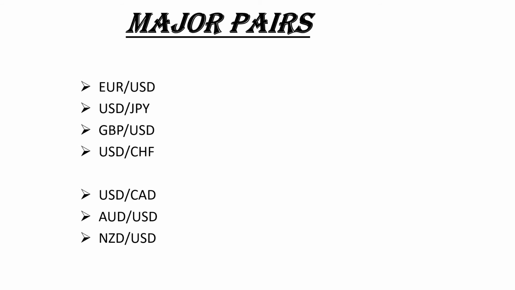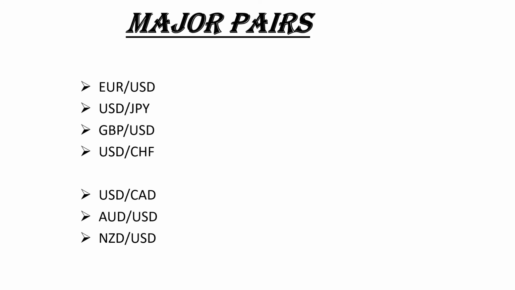Now, looking at the first category, which is the first four pairs, they are the most traded pairs among the 7. And then the last three, which are USD CAD, AUD USD, NZD USD. These pairs are called commodity currency pairs, because they are related to various commodities in the forex market.